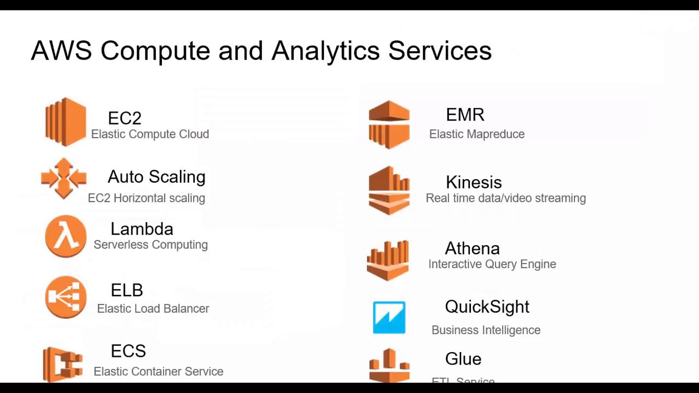As I said, there are 130 plus AWS services, and we can broadly categorize them into different kinds of computing power or analytic services like this. So in compute there are EC2, auto scaling, Lambda, load balancers, container service. Likewise for data analytics there is, say, EMR, which is a Hadoop service, Kinesis, Athena.